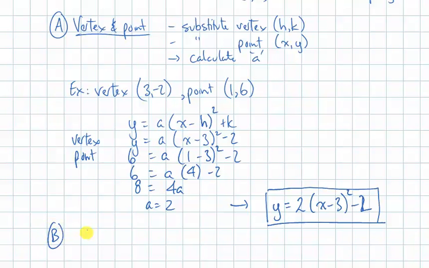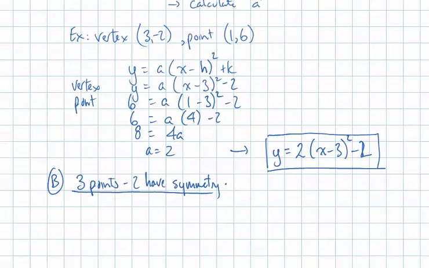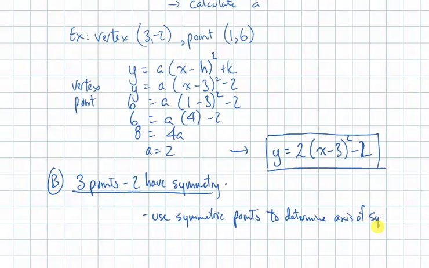Here's the other scenario. You could be given 3 points where 2 have symmetry. A little more work involved here. What we do is we use the symmetric points, and they are going to help us determine the axis of symmetry, and therefore, the h value.